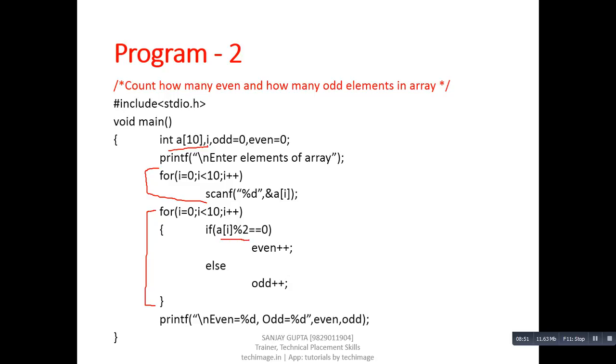We have to divide an element by 2. So here we are going to divide a of i, meaning an element of the array, by 2. If it is divisible by 2, then the variable even will increase its value by 1. Otherwise, the variable odd will increase its value by 1. After completion of the second loop, this printf statement will print the result of counted even numbers and counted odd numbers on the console.